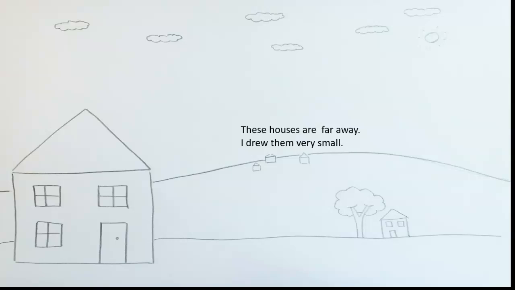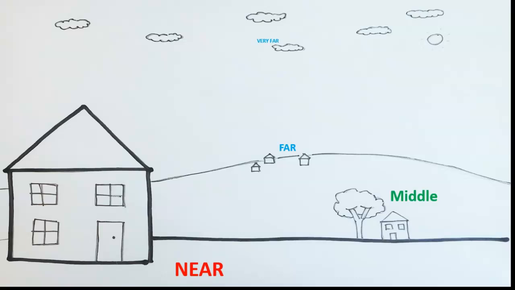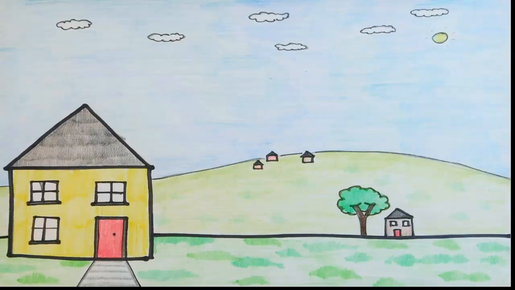Notice how at the bottom of the page things are close, and then we get a little higher on the page, they're a little farther away, and in the middle of the page, they're a little farther away still, and at the very top, they're very, very far away. Near, middle, far, and very far. Oh, and that's what it looks like when it's all colored in. What else would you put in this picture? Would it be near or far?